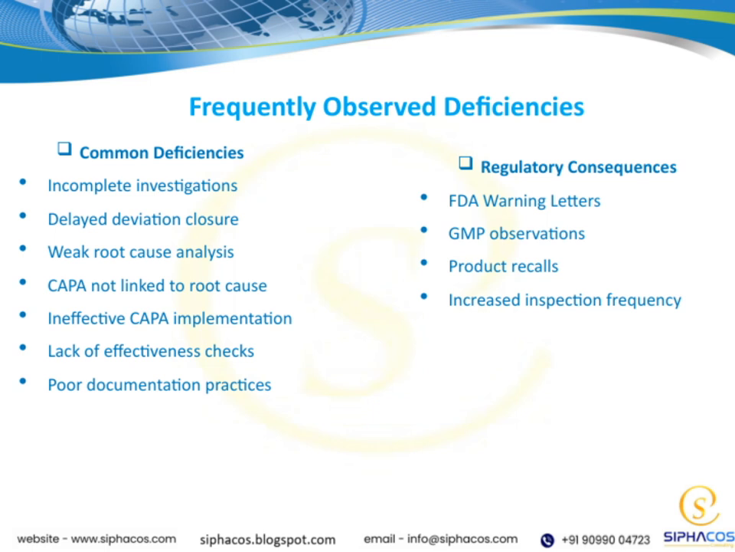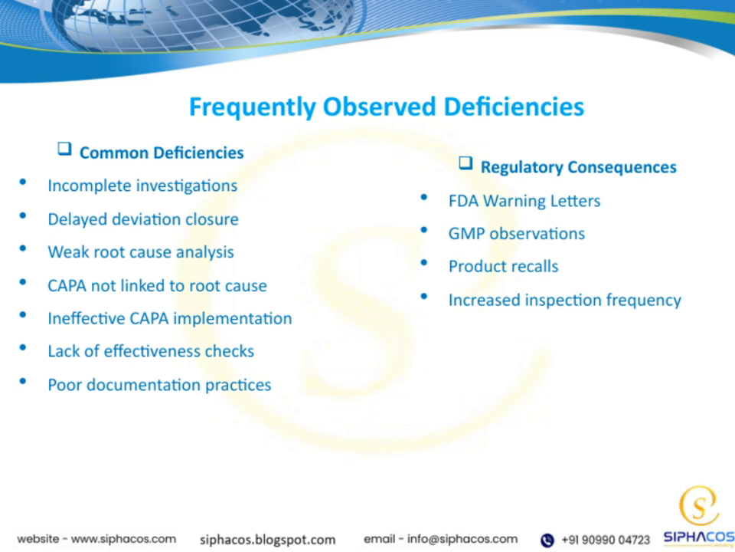Otherwise, they won't address the real problem. Ineffective CAPA implementation can mean the issue persists despite efforts to fix it. Furthermore, a lack of effectiveness checks on CAPA measures can undermine the entire process, making it appear that issues are resolved when they might still be present.